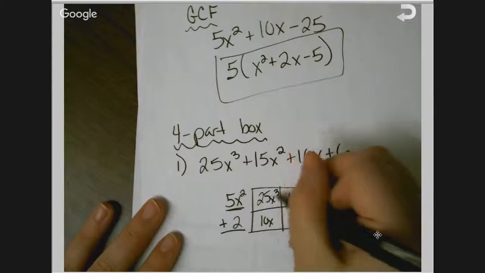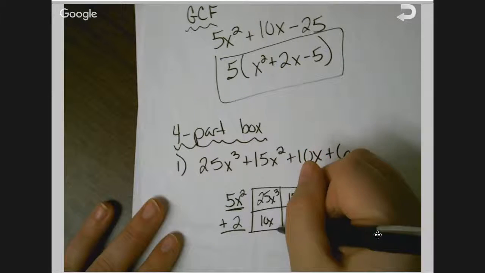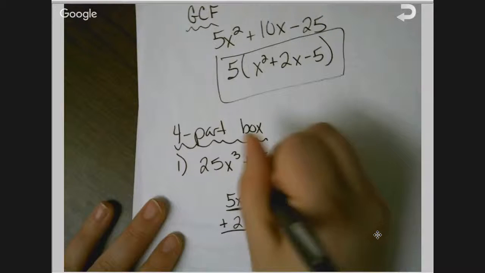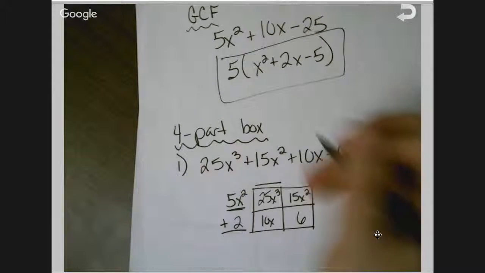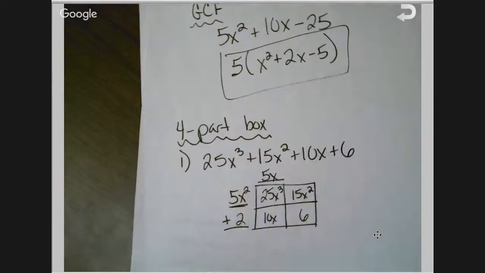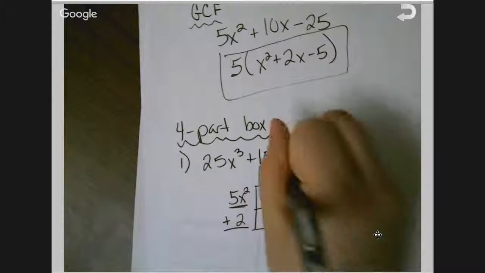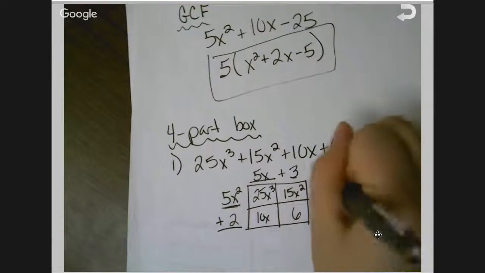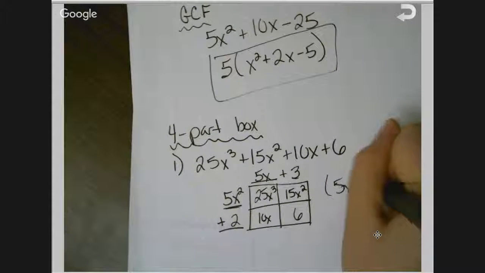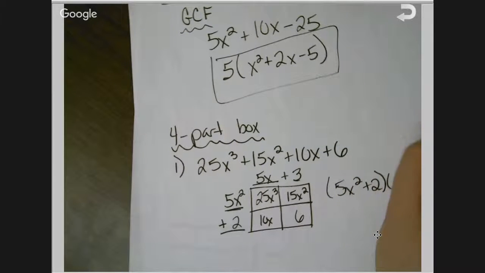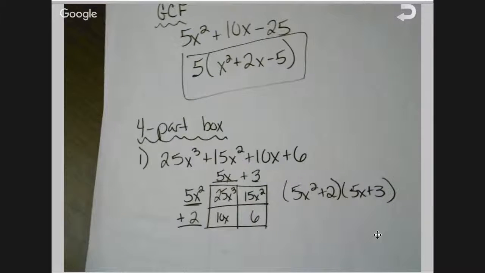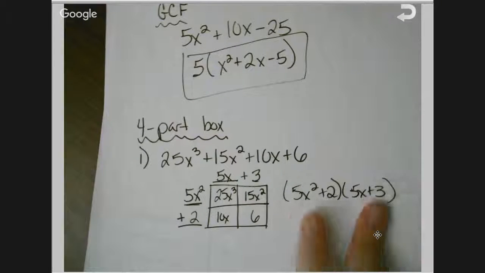Now we have 25x cubed, and we have 10x. What can I take out? 5x. Very good. We have 15x squared and 6. 3. Okay, everything's positive, so we have 5x squared plus 2 times 5x plus 3. It doesn't matter which order you write it in, you could reverse them.